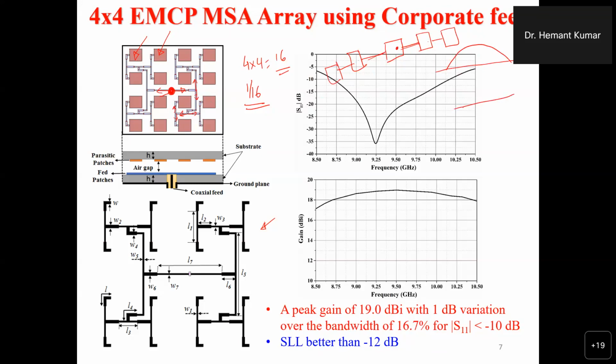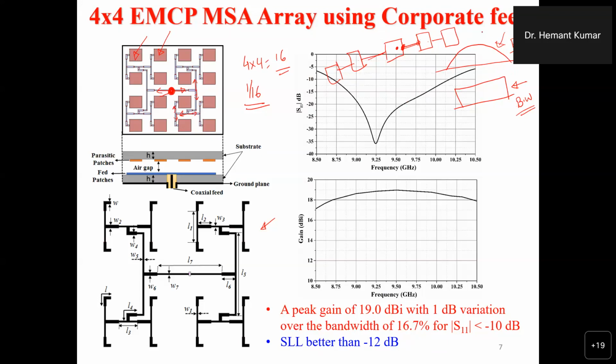So in the corporate feeding technique, we have designed a uniform distribution. All the elements have been given an equal amount of power. So there is a difference in why we are using this. If you use this type of series feeding technique, the bandwidth will be affected, because of the phase delay and these discontinuities, and the bandwidth will reduce. In the corporate feeding technique, the bandwidth will remain almost the same as we get for the unit element. We can see that from the results also.